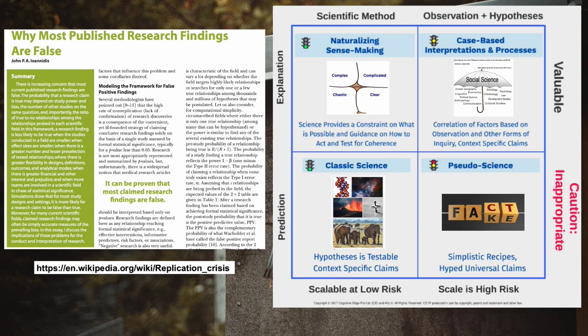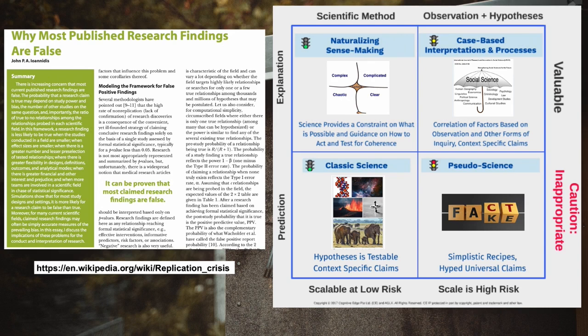This 2x2 matrix outlines 4 methods. 2 on the left use the scientific method, and 2 on the right use observation and hypothesis. Classic science has the green light because it can predict and is scalable with little risk involved. The science shown in the Wikipedia picture is natural science. The branches are chemistry, space science, earth science, physics, life sciences. The top left is the Cynefin framework and what Dave Snowden calls naturalizing sense-making. That also has a green light.